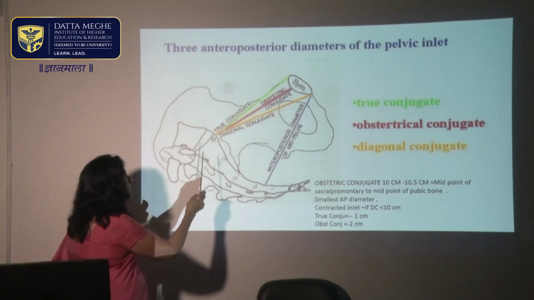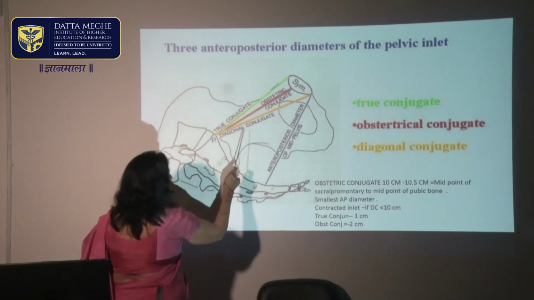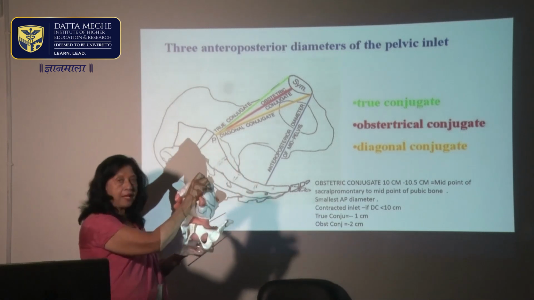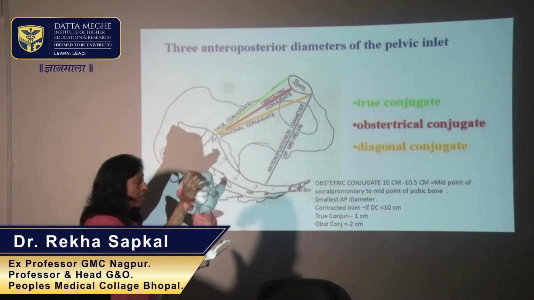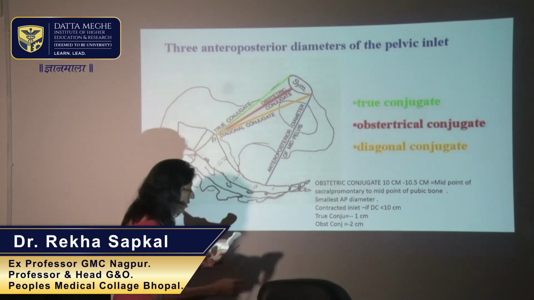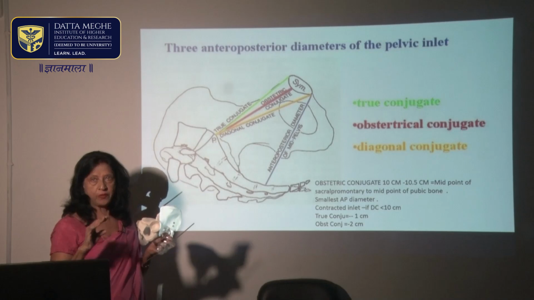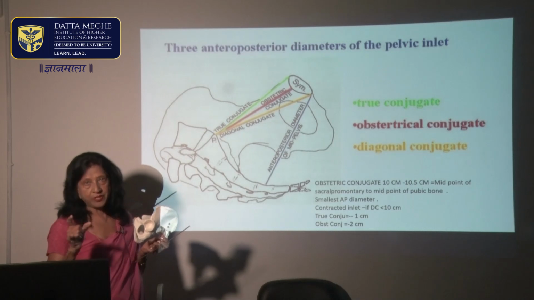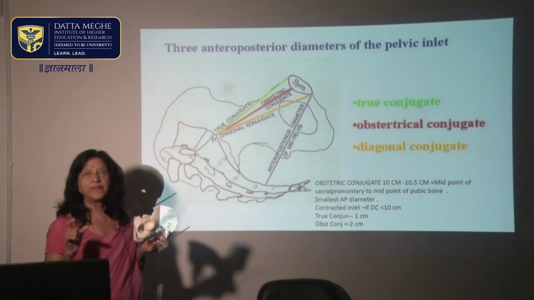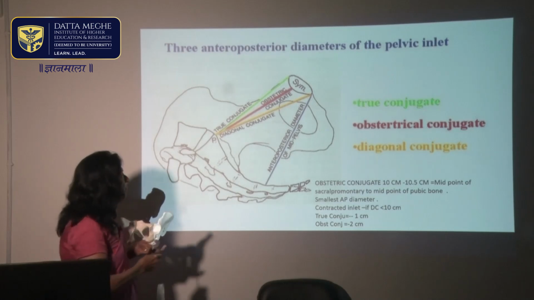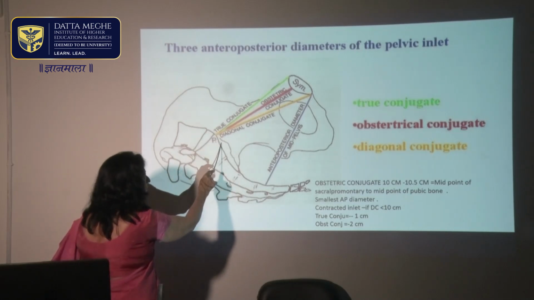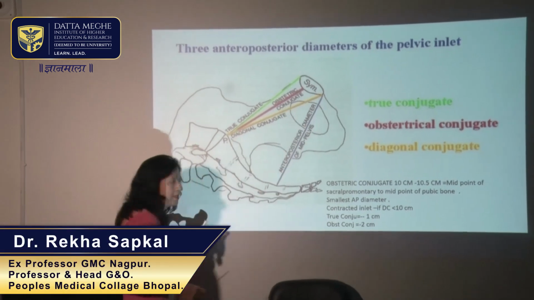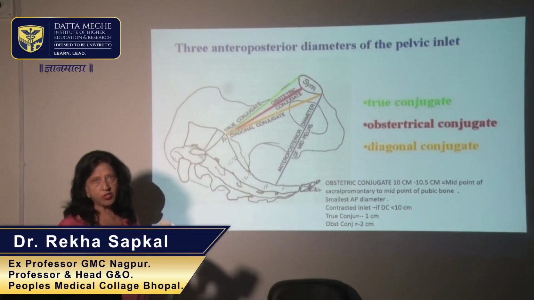How do we calculate the obstetric conjugate? From the obstetric point of view, whatever space is available for the fetal head is the obstetric conjugate. Simple to remember: whatever anterior-posterior space is available is described as the obstetric conjugate. Here you will consider the inner surface of the sacral promontory in the midline and the inner surface of the pubic symphysis in the midline.